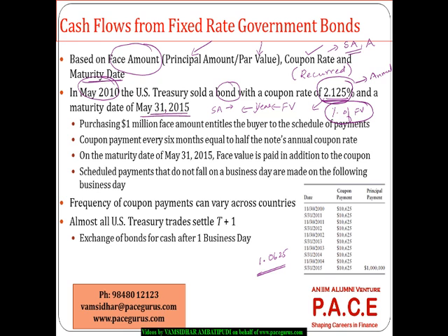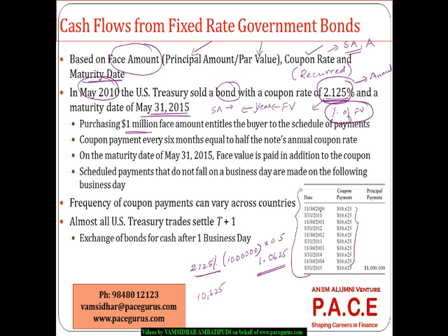Now, if I am purchasing that kind of a bond that the US Treasury has sold, let's say 1 million face value of the bond, this is how I am going to get the coupons and the principal. 2.125% multiplied by the face value, which is 1 million. This 2.125% is annual, but the coupon is paid on a semi-annual basis, which means I'll take 0.5 of that. So this number should give me 10,625, which is being shown here.